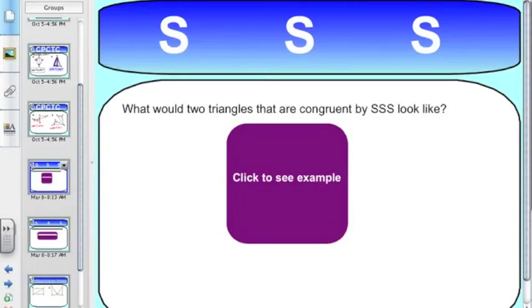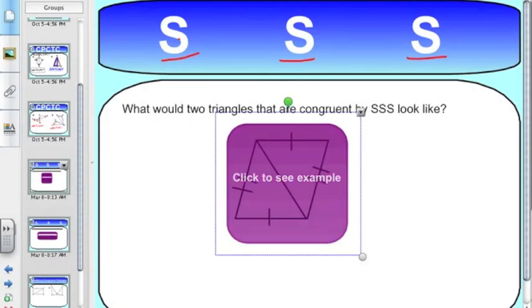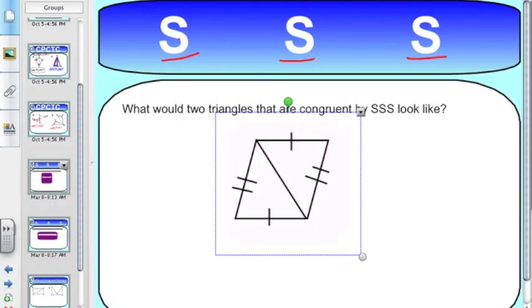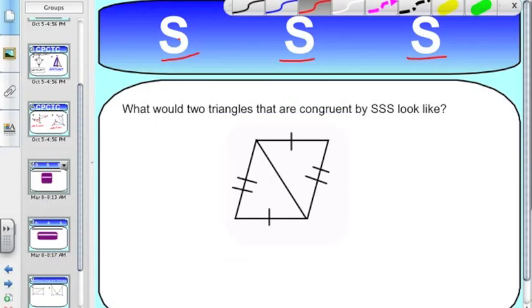CPCTC in a nutshell. Now let's talk about side, side, side for a minute. Side, side, side basically means you have three S's, 1, 2, 3 S's, which means you have 3 pairs of sides that are congruent. So what would that look like?